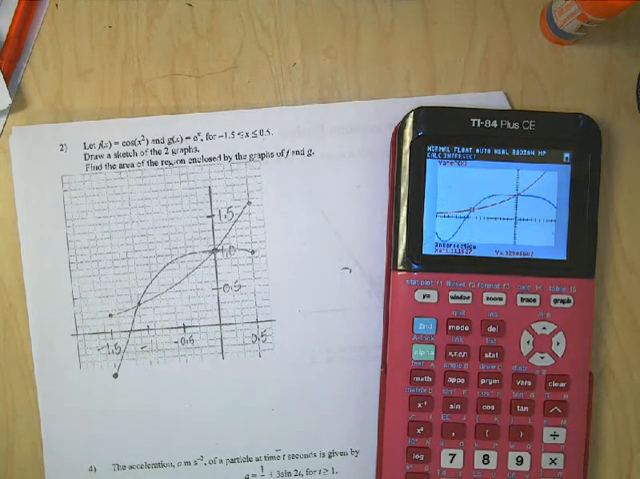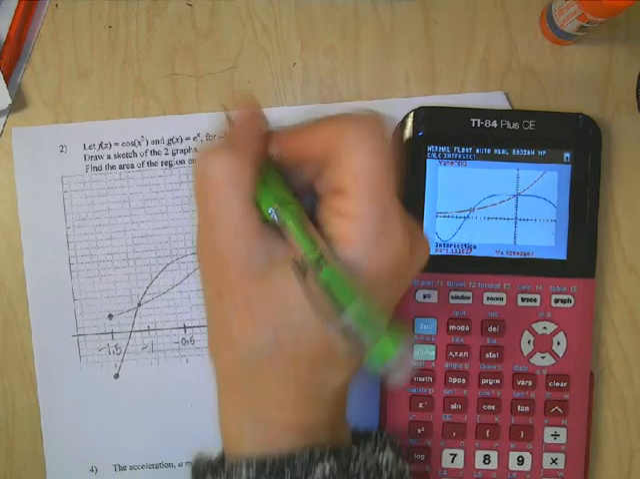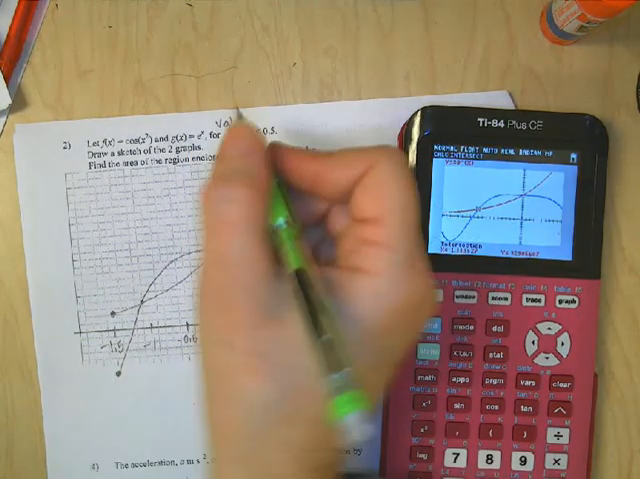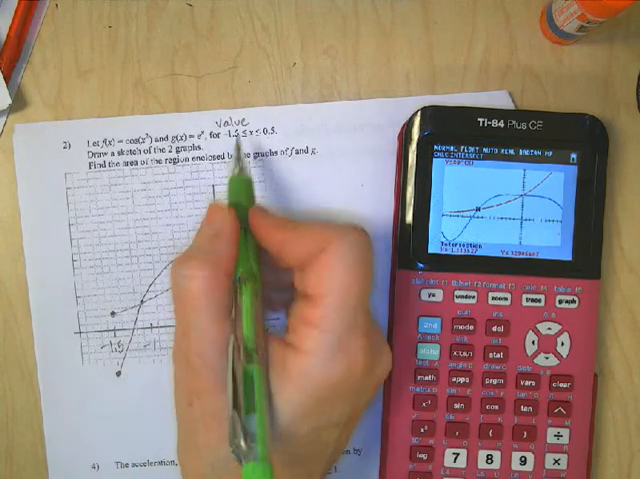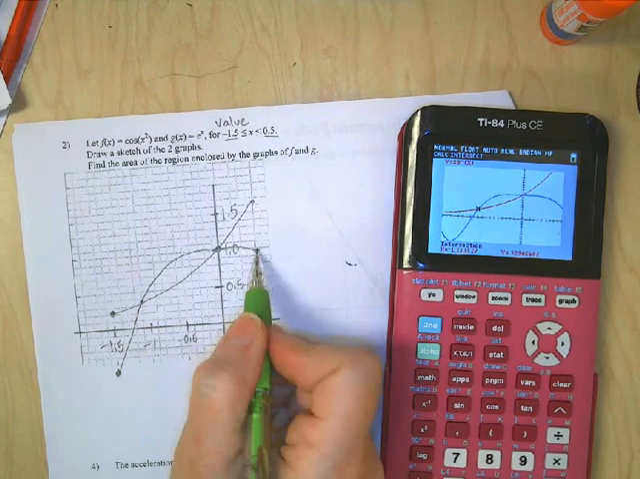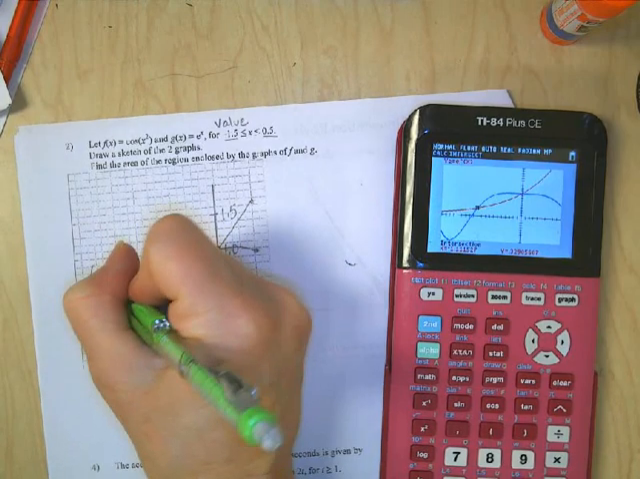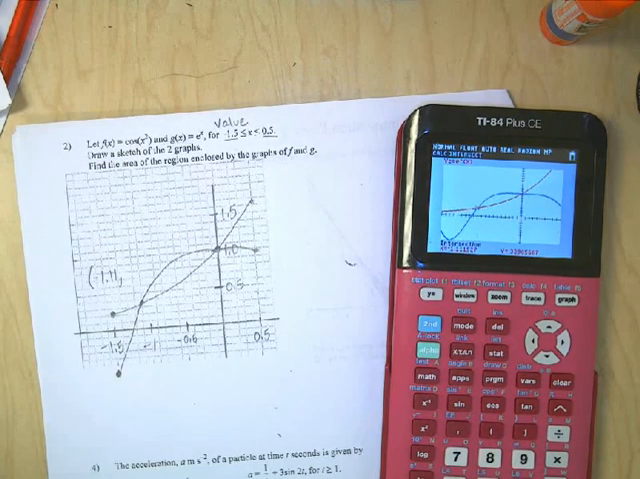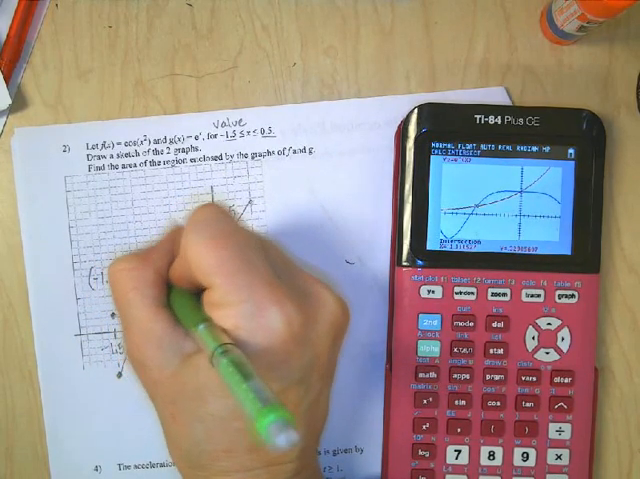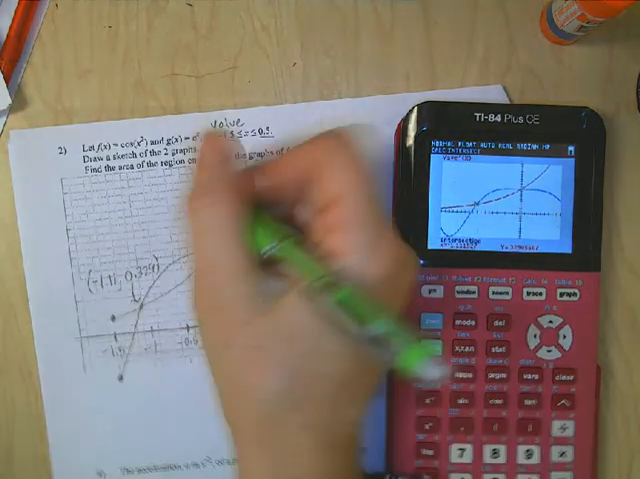So there we go, I sketched it. Remember what I did. I used the ends of my domain, using the value feature under the calc menu. I found the value for y when x was negative 1.5 and when x was 0.5, and then I graphed these two points and these two points. I found the intersections. This one was negative 1.11 comma 0.329. That's that intersection. And this intersection was basically 0, 1.